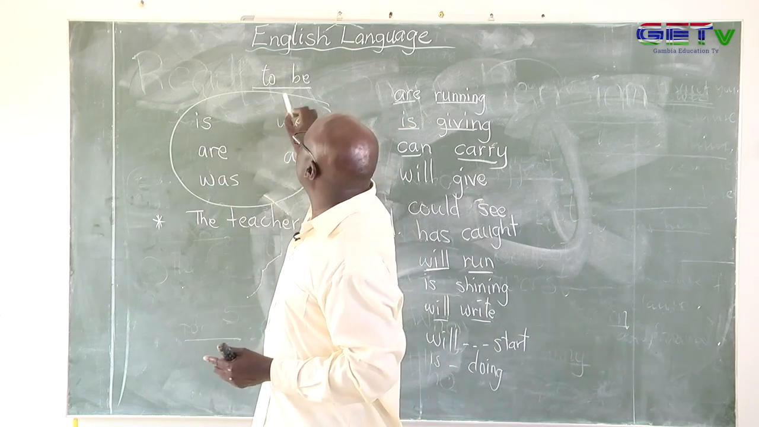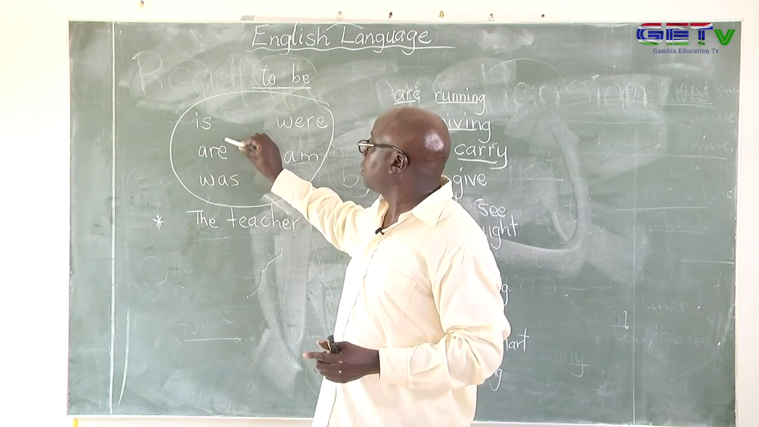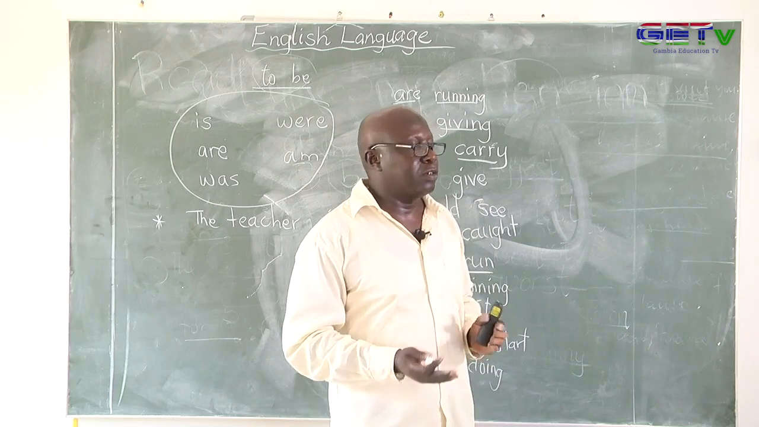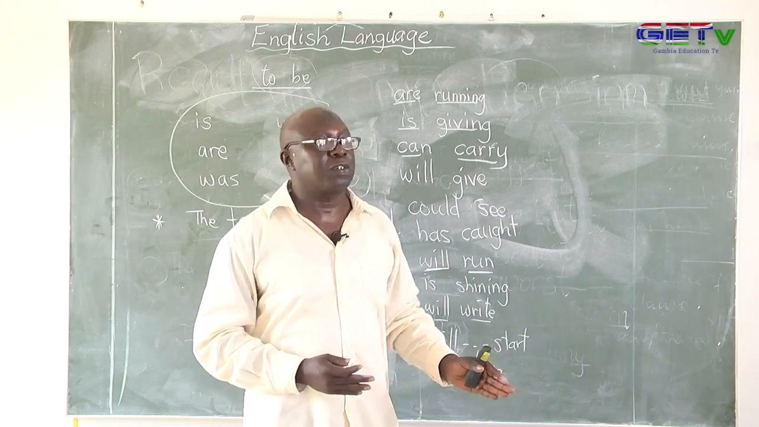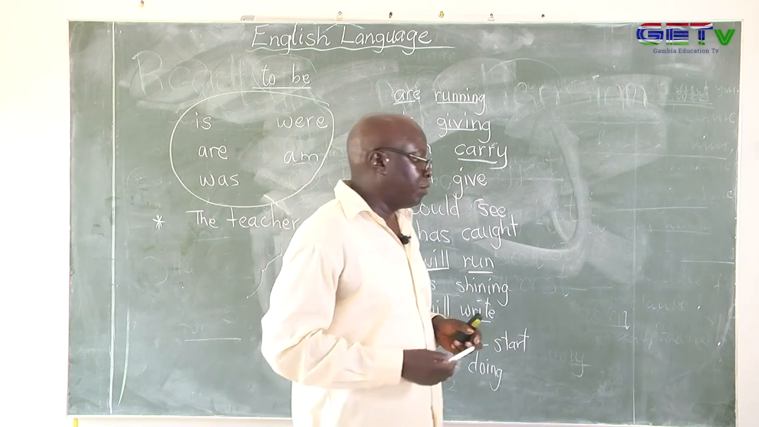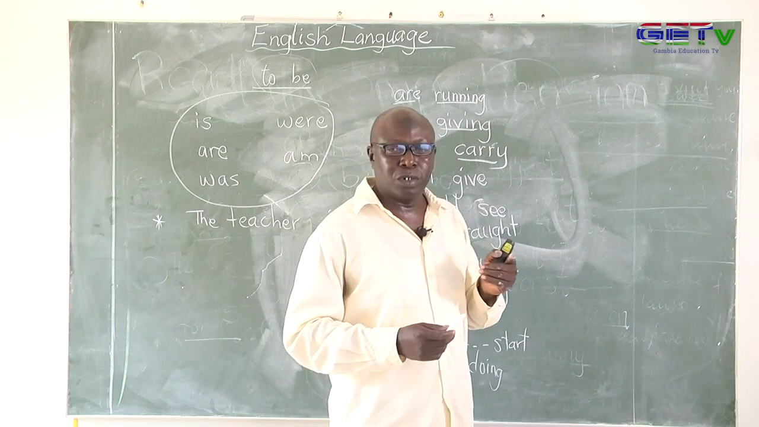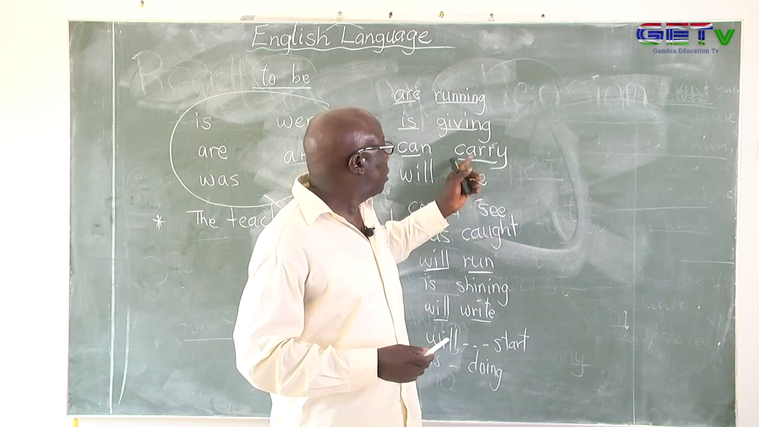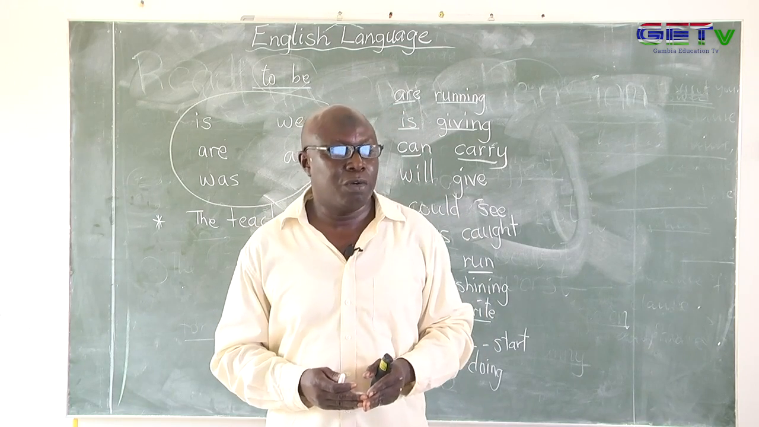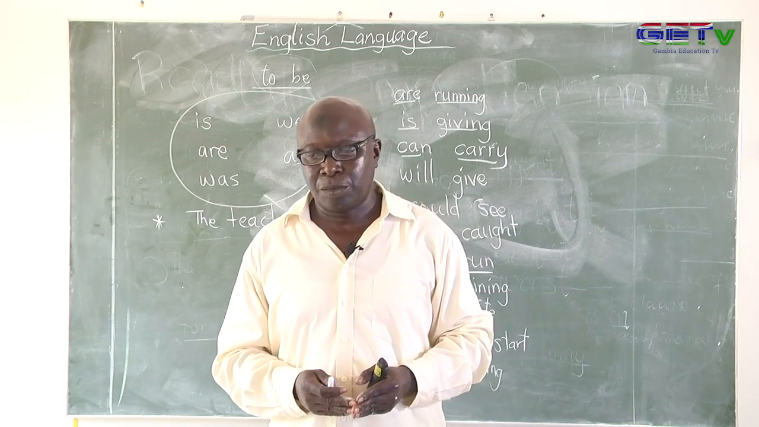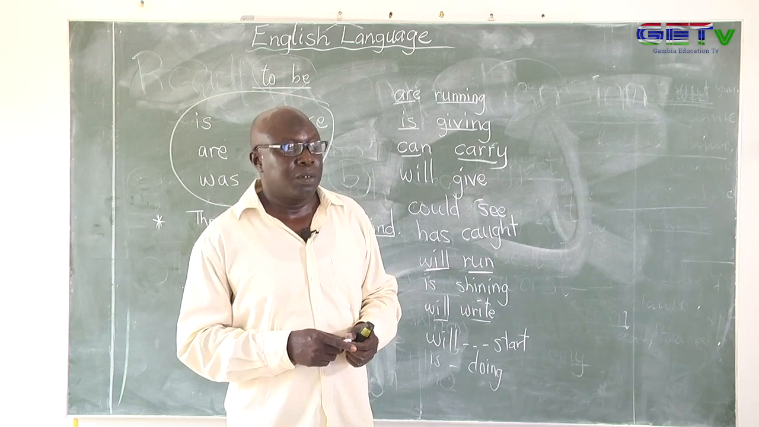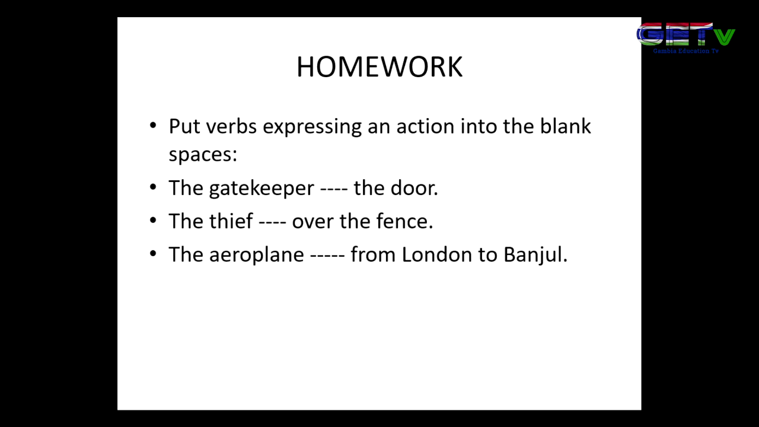And the chief among them is the group we call the verb to be. That is, are, was, were, and am. You need to learn them further. And in a sentence, sometimes you can have the verb in two parts. Not only the verb expressing an action, but you can also have a verb that helps the verb that is expressing an action. In our next lesson, we'll go deeper to look at those verbs in two parts in further details. So the homework, we'll have a look at it when we come back next class.